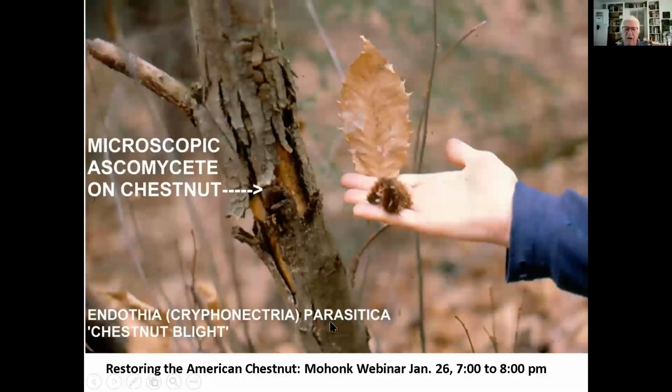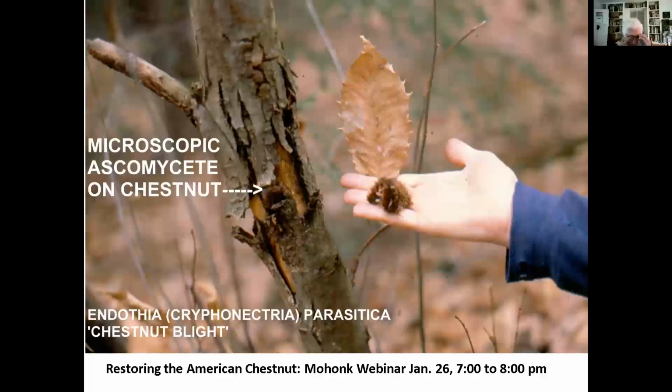Endothia parasitica, the chestnut blight, can get into small saplings and get into chestnut, and it causes these cankers, these blisters, to erupt, and the tree dies. So it never makes a really healthy seedling, so the crop dies. The roots live forever, but the tree itself dies. And that brings us to another talk we're going to have here on restoring the American chestnut.